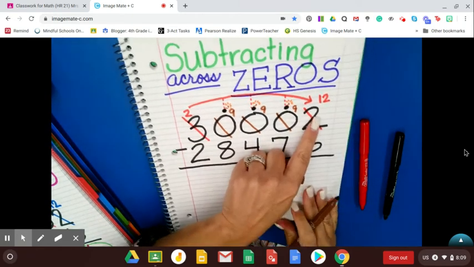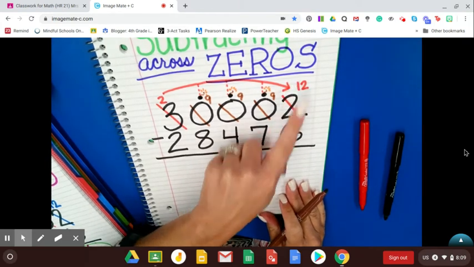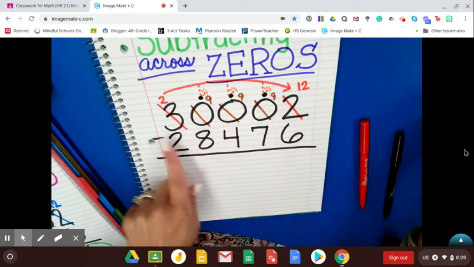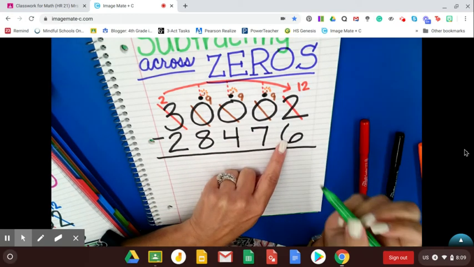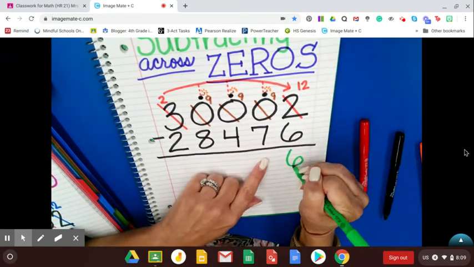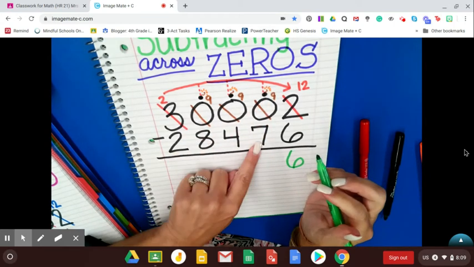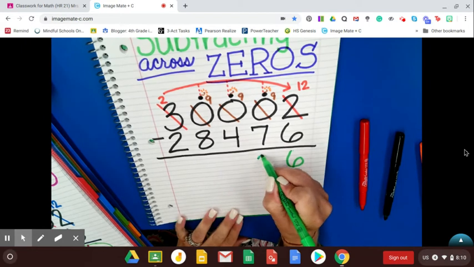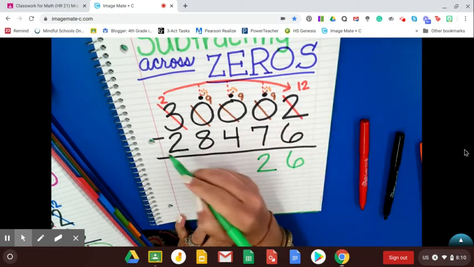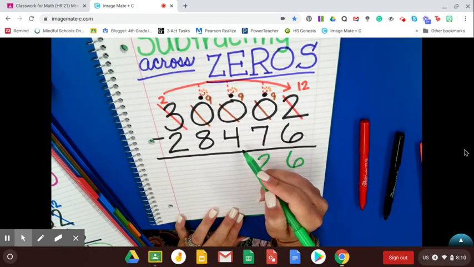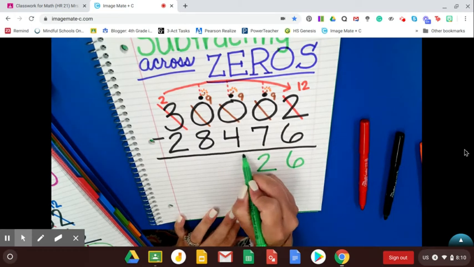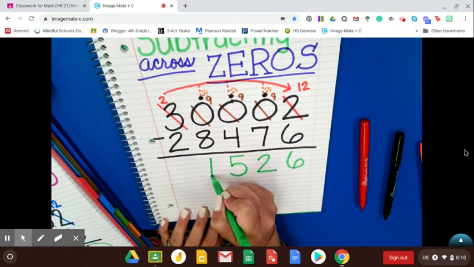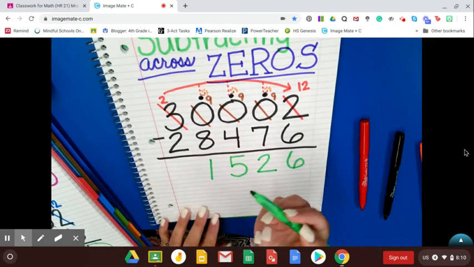Okay, so now we are where we need it, and we can now subtract easily. So we say to ourselves, 12 minus 6, can we do it? Yes, we can. The answer is 6. 9 minus 7, can we do it? Yep. The answer is 2. 9 minus 4, can we do it? The answer is 5. 9 minus 8 happens to be 1, and 2 minus 2 is 0, so we don't need to put it.